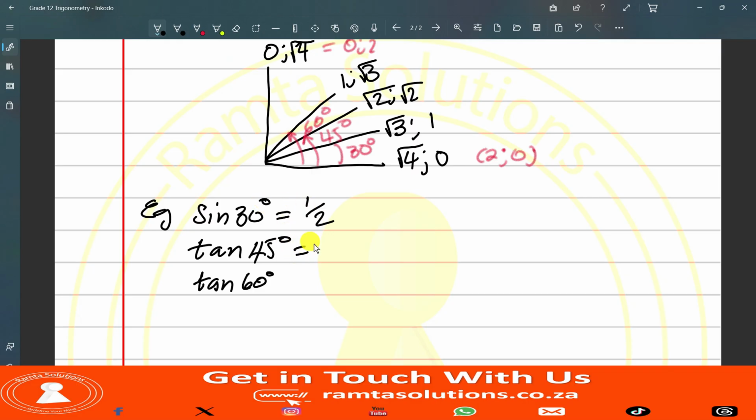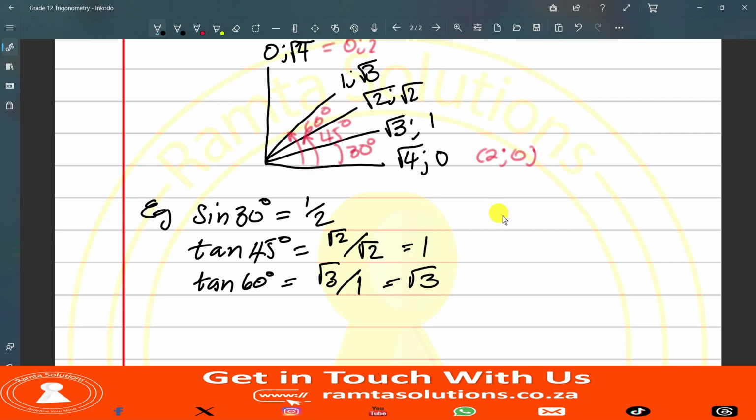Let's go to tan 45 degrees. Tangent is opposite over adjacent. Opposite is y value, root 2. Adjacent is x value, also root 2. Hence, if you press tan 45 on your calculator, you will get 1. Now let's go to tan 60. Opposite, once again, is y value, root 3. And then adjacent is x value, which is 1. So tan 60 degrees is root 3.